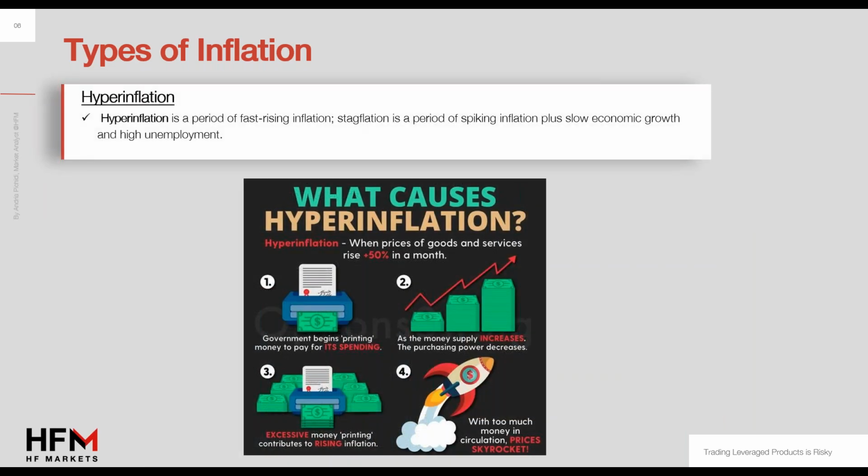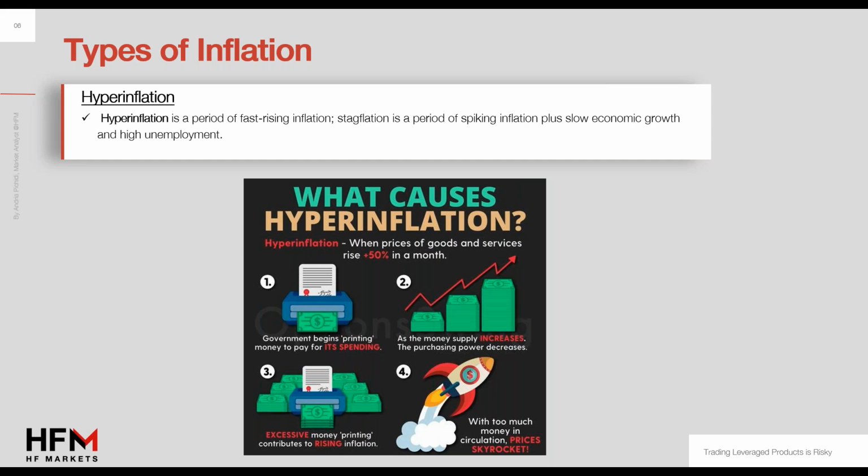So hyperinflation. It's the situation when we have a fast rising inflation, so the price increases are too sharp. Okay. So what's the difference between hyperinflation and inflation? Mainly the speed. Hyperinflation often occurs when there is a large increase in the money supply, which is not supported by growth in the gross domestic product.